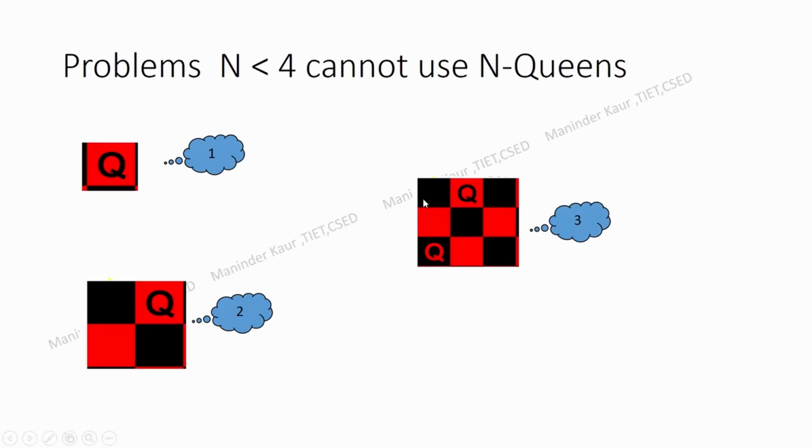Similarly, consider the case of three queens. Two queens have been placed on this 3 by 3 chessboard, and you have to place exactly three queens. You can't place the third queen here, because this will lead to a horizontal or vertical attack from this side, or a diagonal attack from this side. Similarly, you can't place the new queen here. This will have a diagonal attack from this side or a vertical attack from this side. Similarly, you can't place the queen at this position. It will have a diagonal attack from this side. That means for a 3 by 3 chessboard, placing 3 queens is not a possible solution.